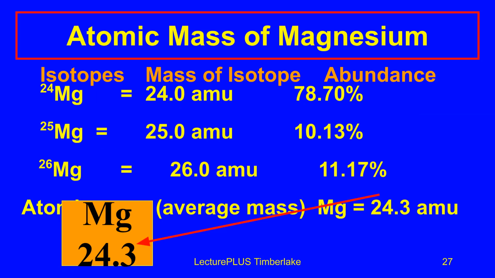Magnesium's atomic mass of 24.3 atomic mass units is an average calculated from its isotopes: magnesium-24, 78.70% abundance; magnesium-25, 10.13% abundance; and magnesium-26, 11.17% abundance, each with specific isotopic masses.